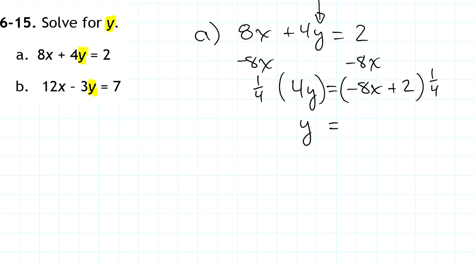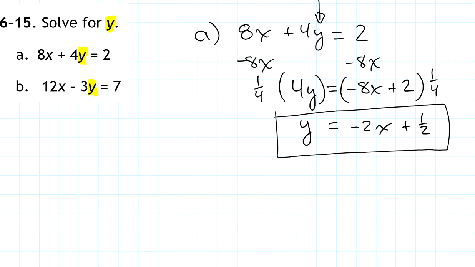8x times 1/4 is simply negative 2x. Actually, it was negative 8x times 1/4. And 2 times 1/4 would be 2/4 or 1/2. So y equals negative 2x plus 1/2. What's nice is now I can see the slope of this equation. The slope is negative 2, so down 2 over 1, down 2 over 1. And the y-intercept is at 1/2.